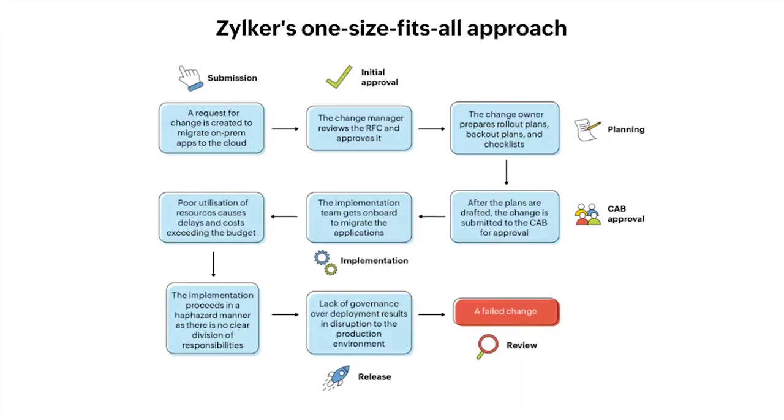And the lack of governance over deployment also resulted in the applications not being properly installed or implemented, and their production environment itself was not proper. So their release management also failed. And we go to the next stage, which is the review stage for a change. And the change reviewers identified that this change was not done properly and it was a failed change.